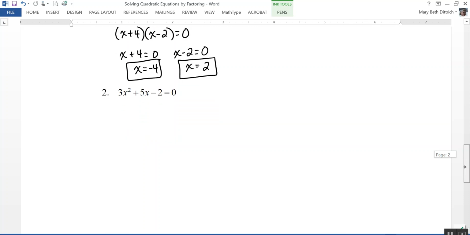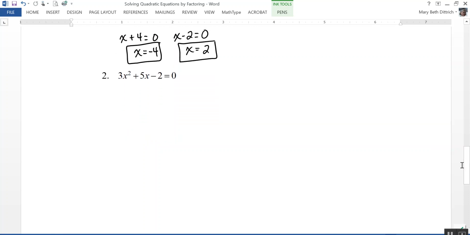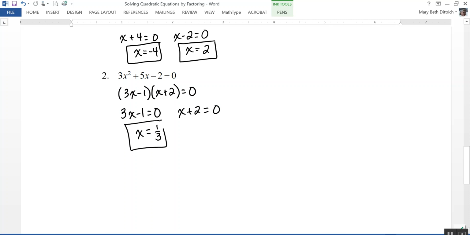And our last practice example here is 3x² + 5x − 2 = 0. That's going to factor into (3x − 1)(x + 2), and that's equal to 0. So 3x − 1 = 0 and x + 2 = 0. And adding 1 to both sides and dividing by 3 gives me x = 1/3 and x = −2.